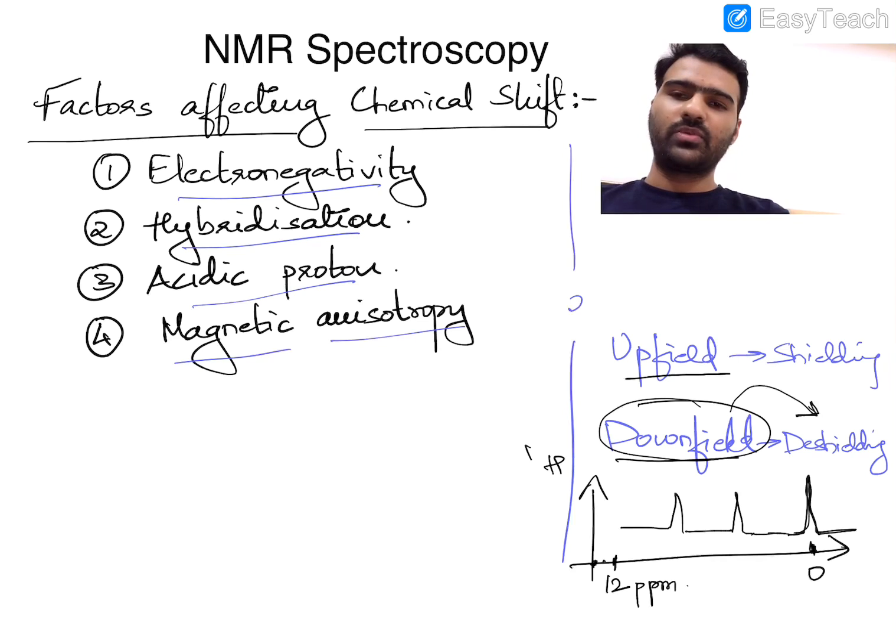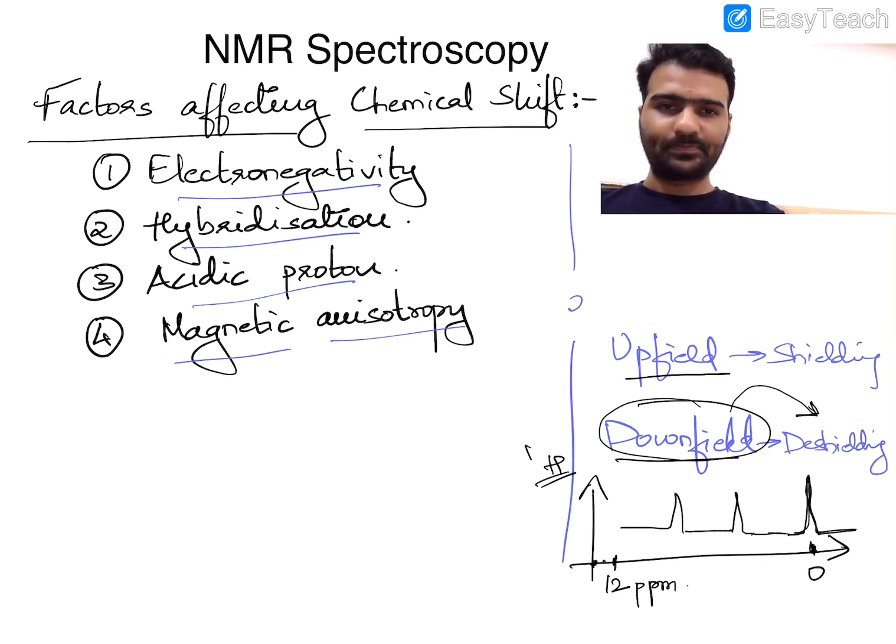And what I want you to appreciate is that whatever holds for a proton also will hold for other type of nuclei like C13, F19, P31, and so on, right? So if at all the concept in proton is clear, you can extrapolate the same concept into understanding NMR in these other nuclei as well.